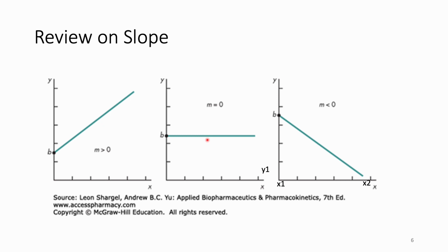When the slope has no change, with each value of x, the value of y is constant. There's no change, then the slope is 0. And for the case where, with increasing values of x, you have decreasing values of y, the slope is less than 0, or we call it negative.